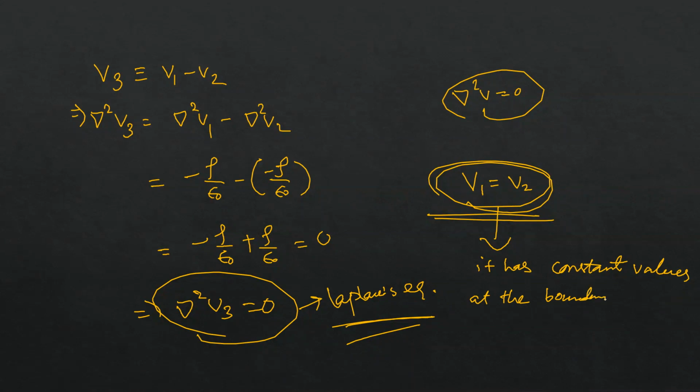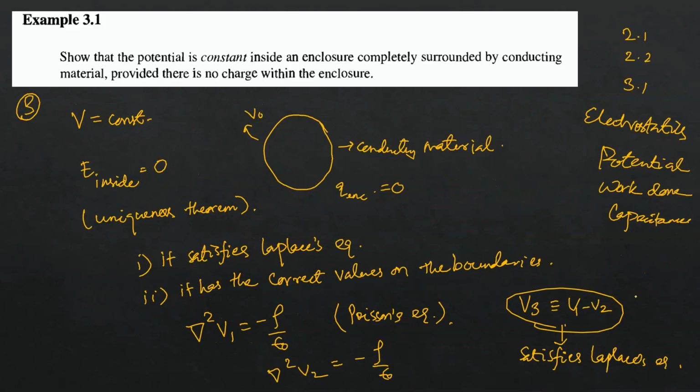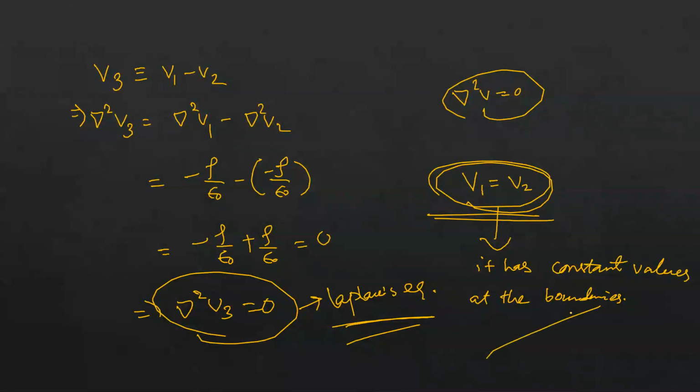Okay, which is the question. If you see the question, the potential is constant inside an enclosure completely surrounded. So it is constant. We proved it. V1 is equal to V2. Okay. Application of uniqueness theorem. I hope you understood. If you couldn't understand, then go through the uniqueness theorem. That will really help. Next question.